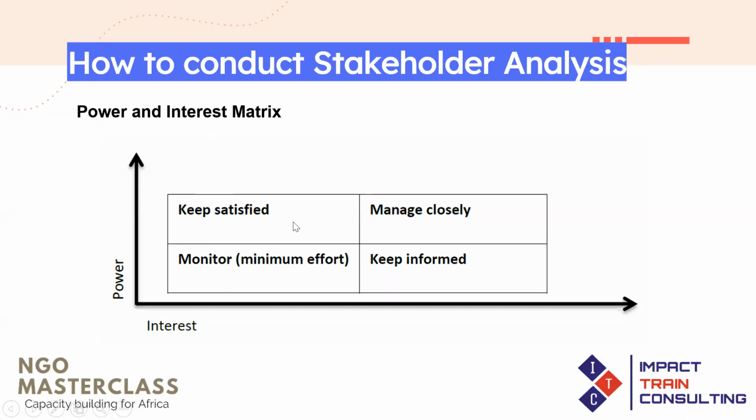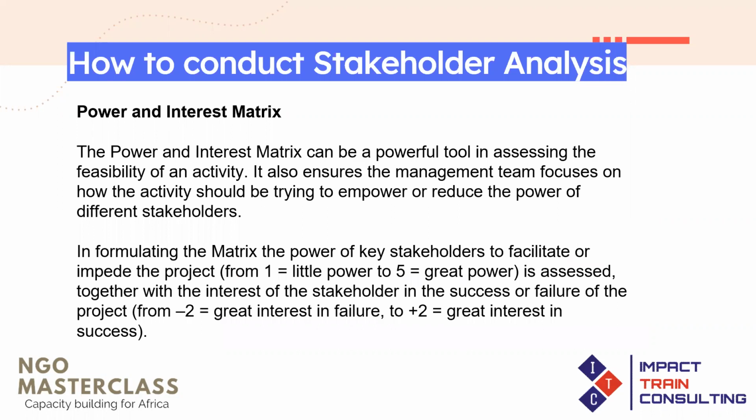Now, there is also another method of carrying out the stakeholder analysis, the power and interest matrix, which I just talked about here, where you talk about the ranking, from people of little power to people of great power. People with little power, you give them 1. People of great power, you rank them with 5. People of great interest in failure, you score them -2. And people of great interest in success, you score them with +2. So let's look at that.